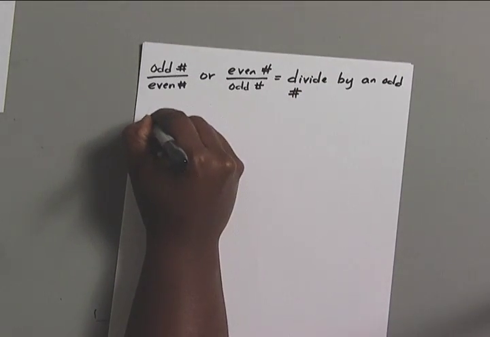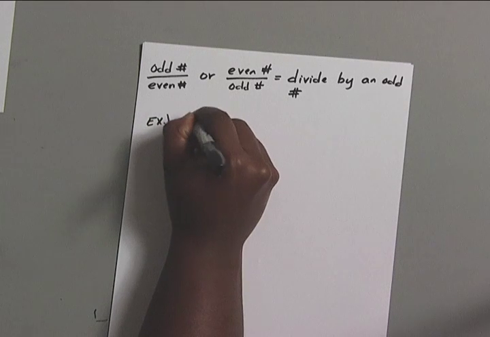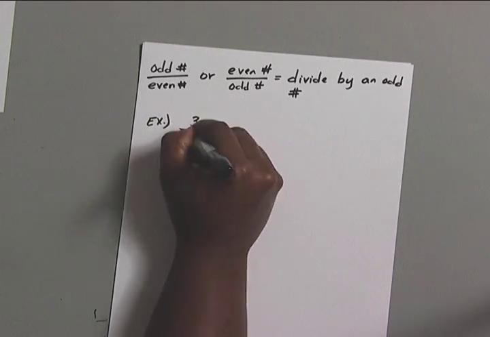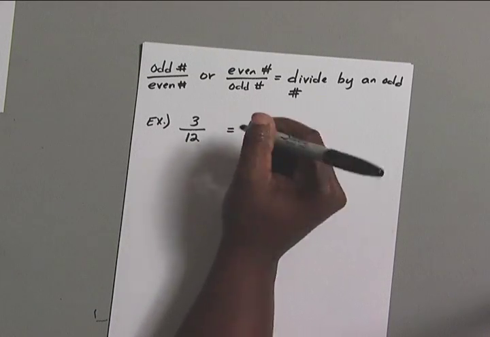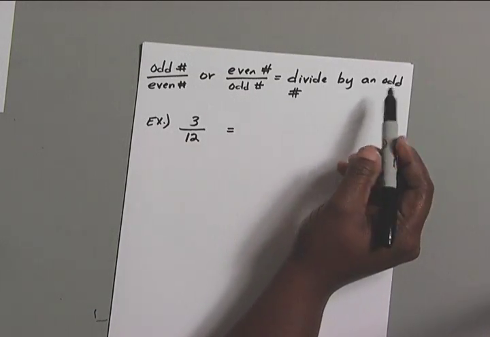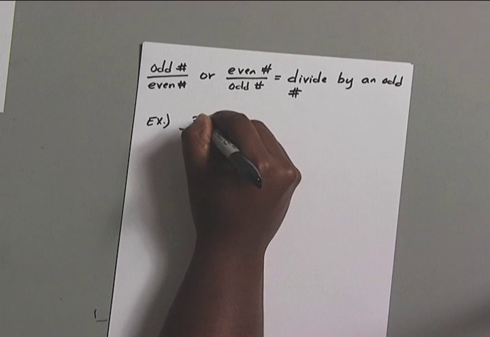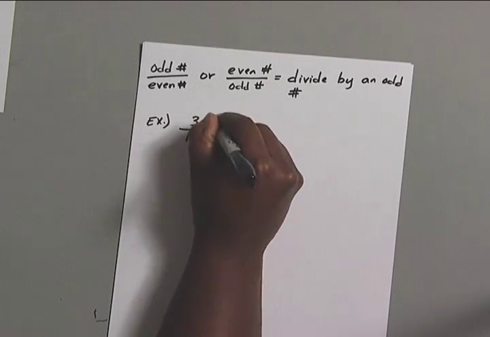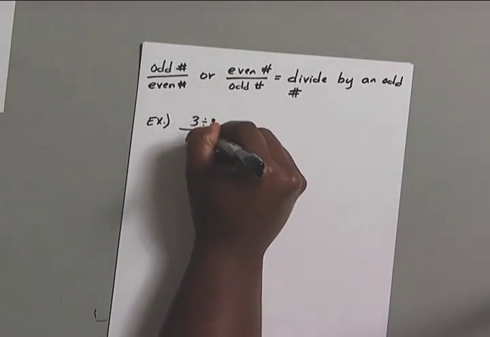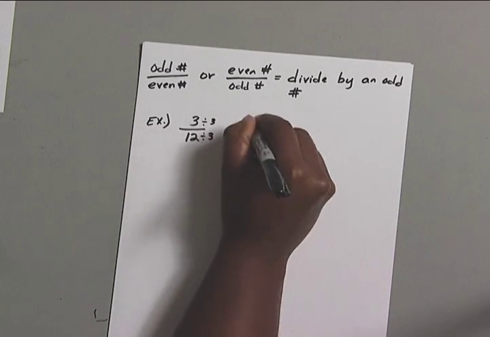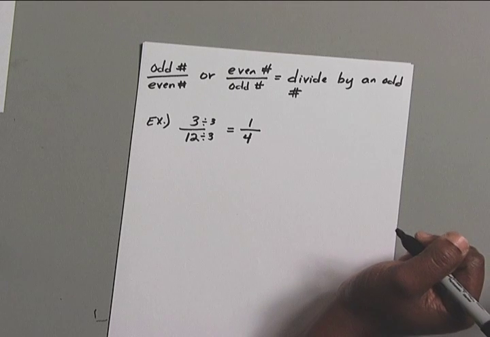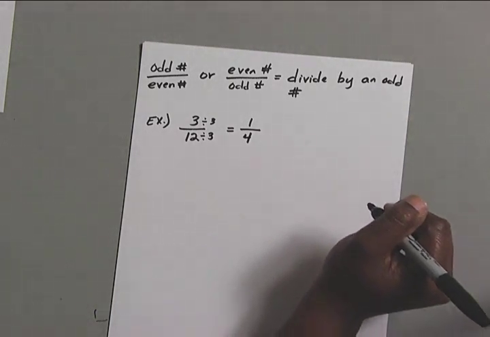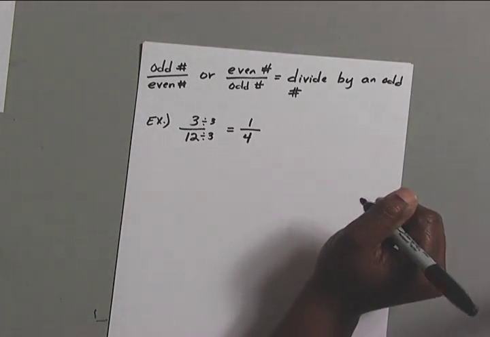And so an example here would be 3, which is an odd number, over 12, which is an even number. So the rule says divide by an odd number to reduce. And so here we would divide both numbers by 3. 3 divided by 3 is 1. 12 divided by 3 is 4. And that's an example of an odd number over an even number.